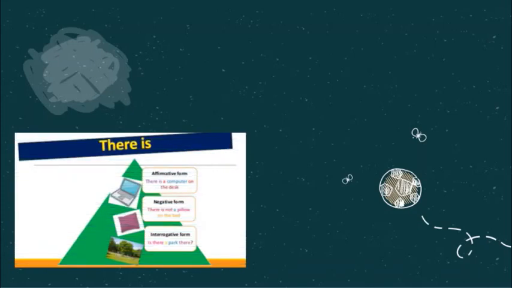For there is, an affirmative form, for example, is there is a computer on the desk. In negative form, we use there is not a pillow on the bed, or there isn't a pillow on the bed. For interrogative form, we will use, is there a park there?